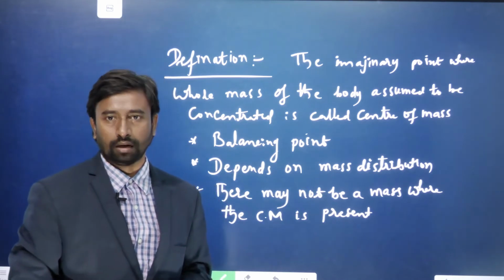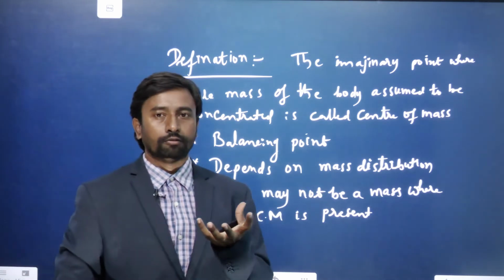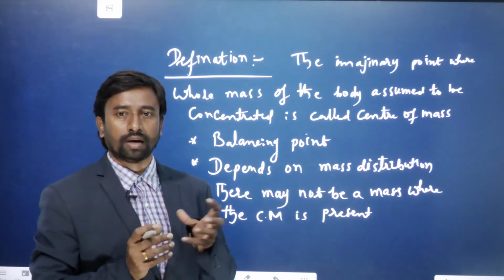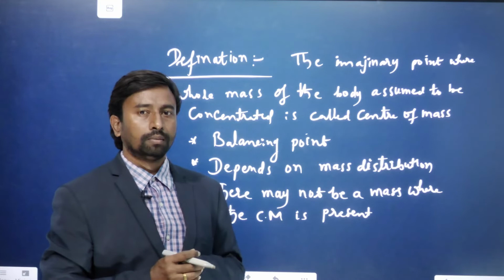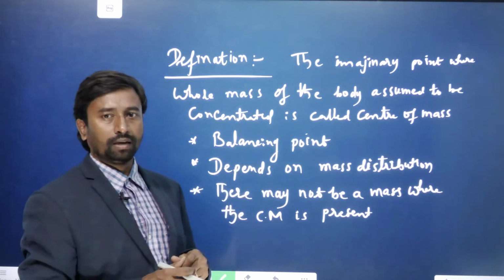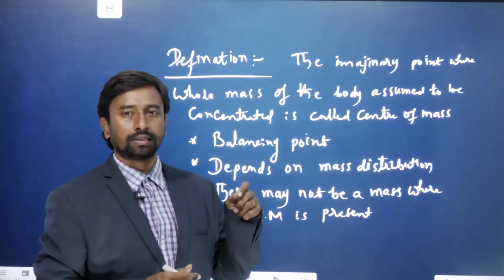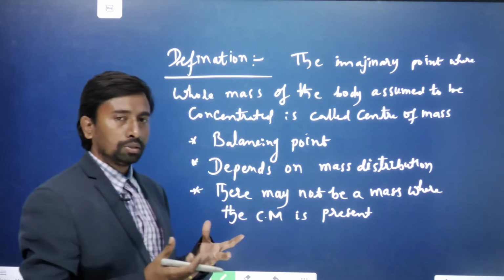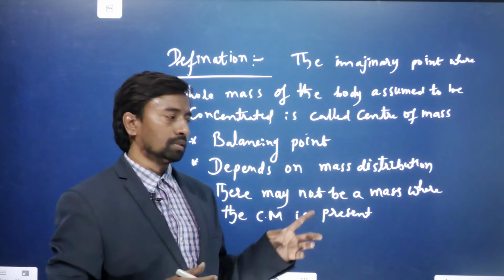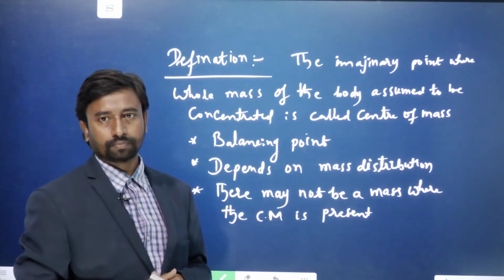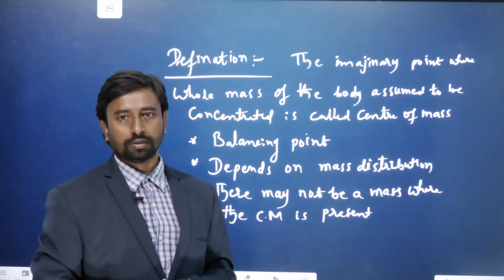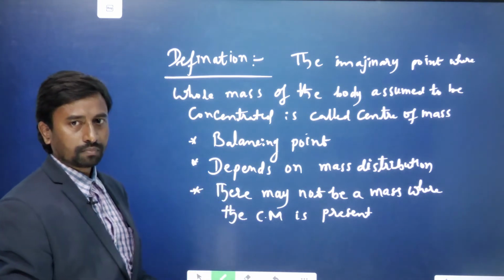Suppose you take a bangle. At the circumference of the circular shape, the mass is distributed, but the center of mass of the bangle will be situated exactly at the center of the bangle. So there is no mass. Even though there is no mass, the center of mass will be present there. Okay. Then how to find out the position of the center of mass, that we are going to see.